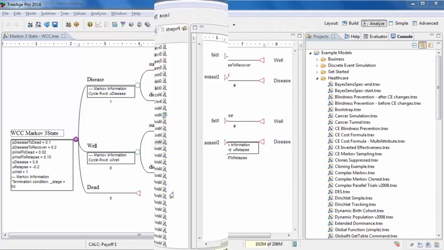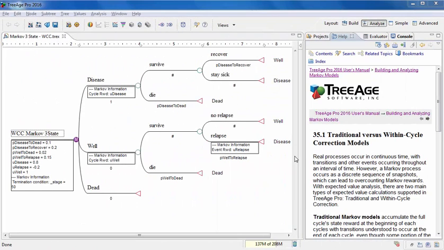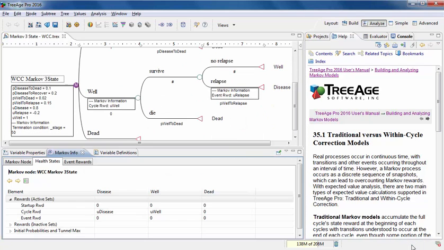This more accurately reflects the movement of the cohort out of the state during the cycle, rather than at the end of the cycle. This Markov three-state within-cycle correction model, which you can find in the example models in the help files, has the same structure as our original model, with the same health states and transition subtrees. Within-cycle correction models use different rewards. We'll look at those on the Markov info view.